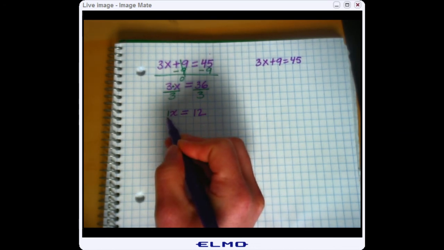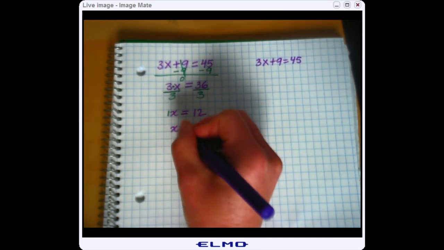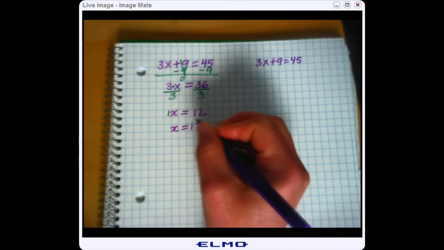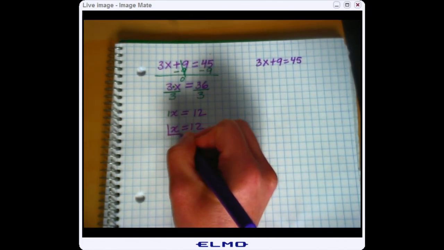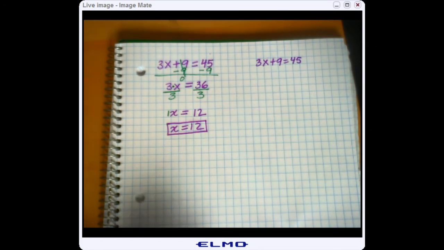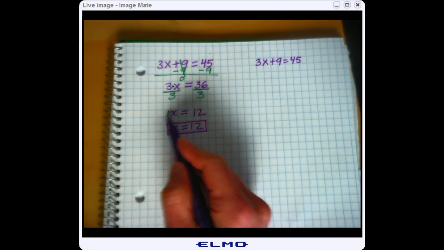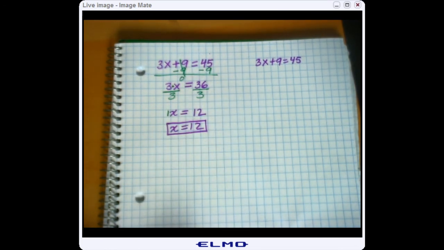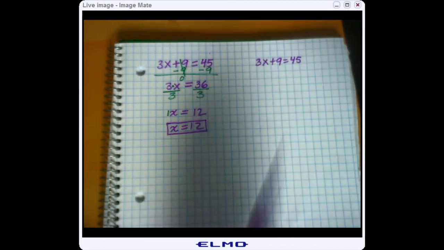And then whether I show 1x or I just write it as x, those mean the same thing. It's just like if I say I have a dog, you all know I mean I have one dog. So on here, same thing. I have 1x means I have x. Okay. Now I said I could solve this another way as well.